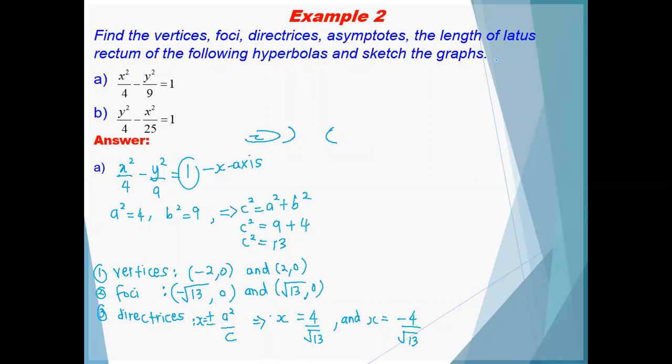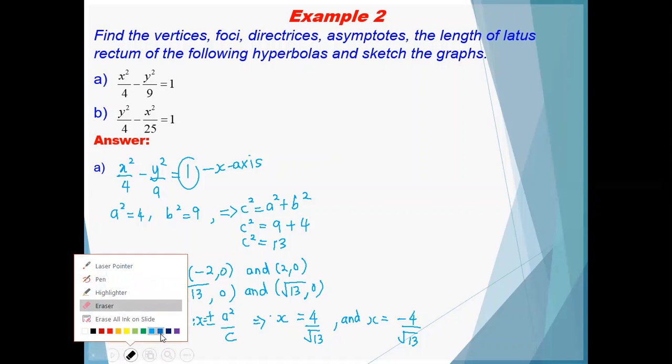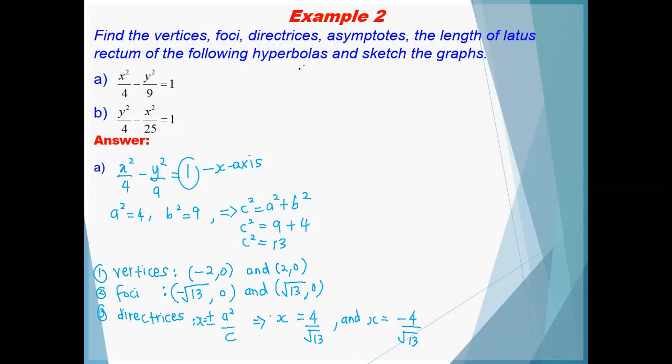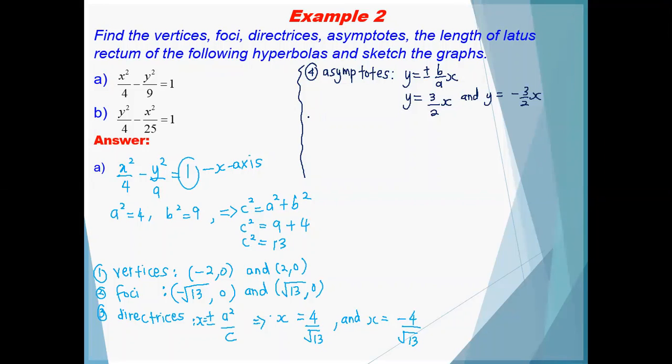Okay, so since this is a hyperbola, so we have asymptote. Okay, so saya delete lah yang ni. Saya guna yang lebih gelap sikit, darker. Number 4 is asymptote. Okay, so asymptote dia sama, y is equal to plus minus b over a x. So y is equal to, b dia adalah 3 over 2x and y is equal to negative 3 over 2x.